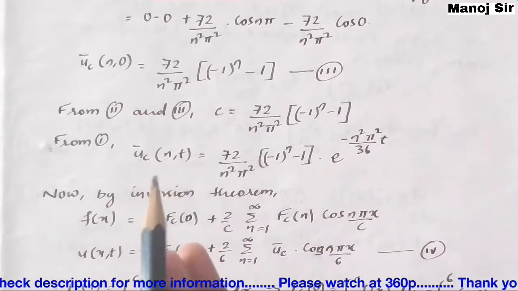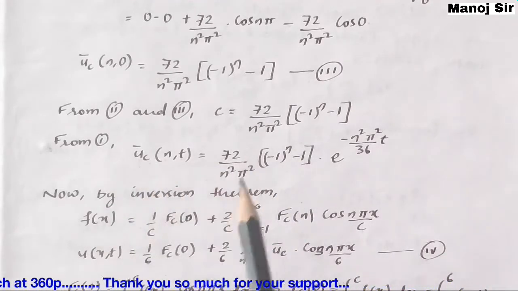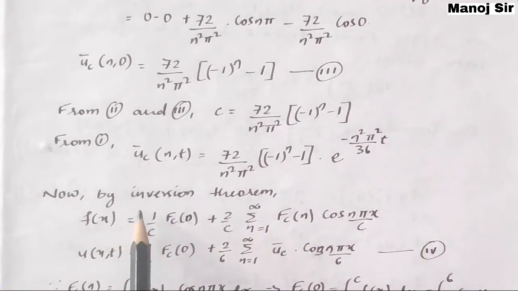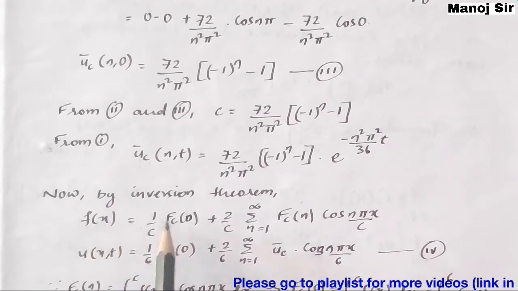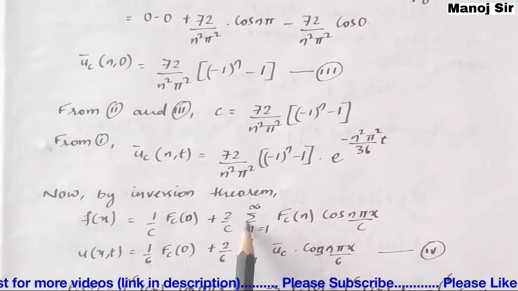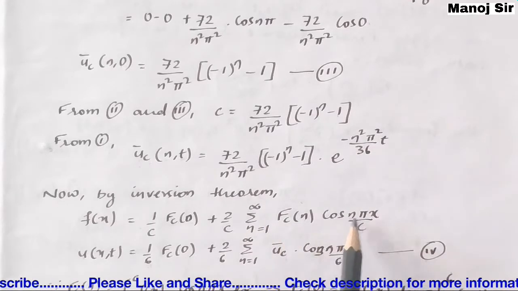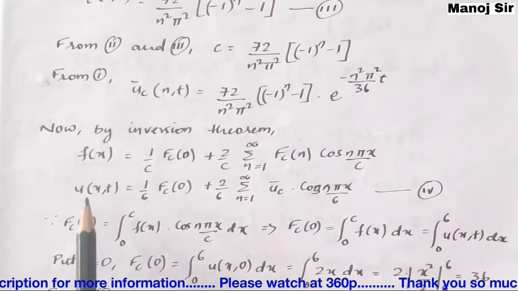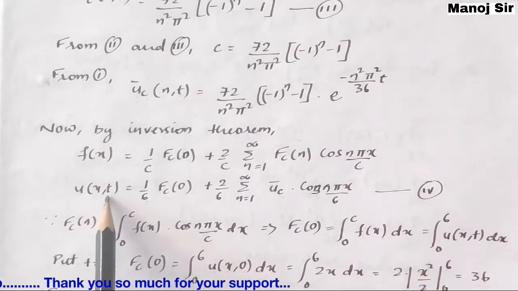If you apply the inverse finite Fourier cosine transform to this equation, you will get u, which is a function of x and t. Applying the inversion theorem, the formula is f of x equals 1 upon c fc 0 plus 2 upon c summation n equals 1 to infinity fcn cos n pi x upon c. What is f of x? f of x is u, and u is a function of x and t.